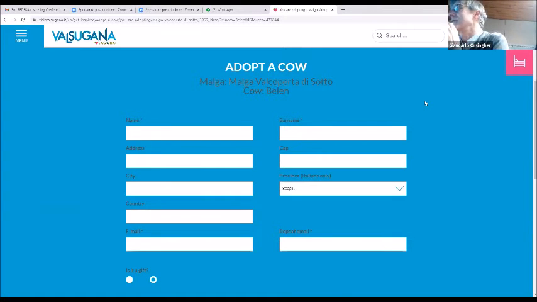I said previously that the important thing is that you have to go in the Alpine area. There are many other projects similar to this one, related to adopt a bee, adopt a tree, adopt some other animals or plants. But in all the other cases, the farmers send the products to you at your home.